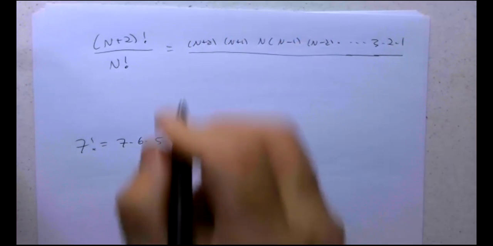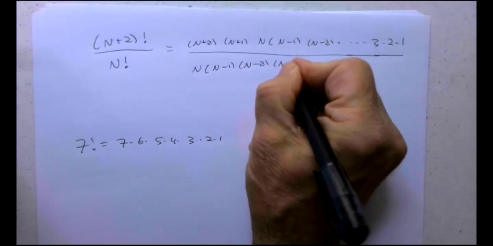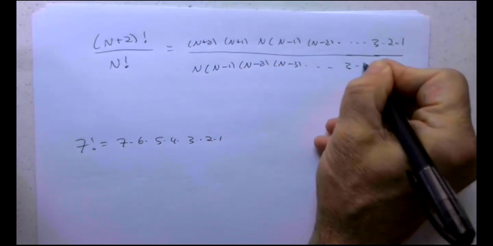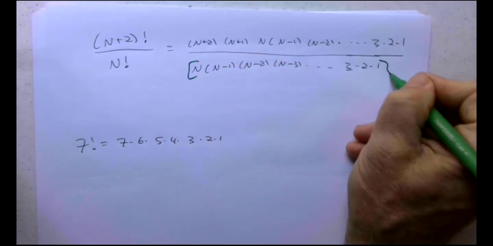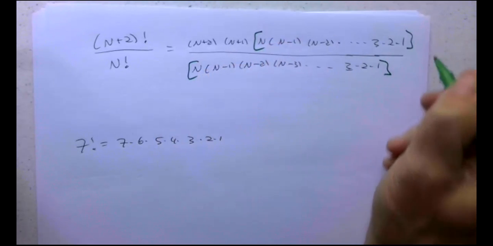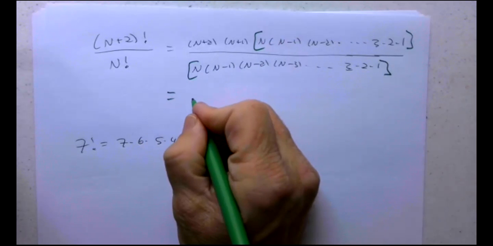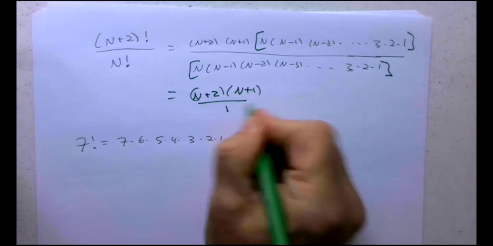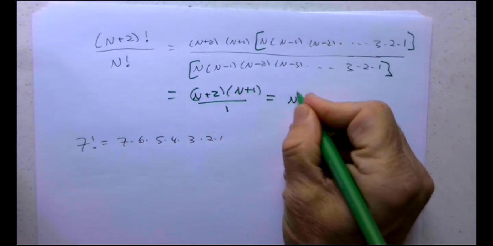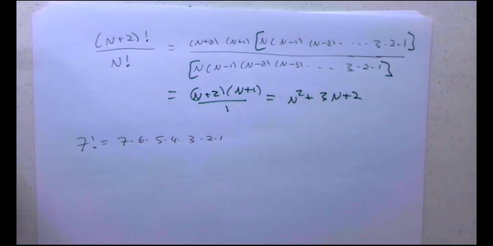That's where it goes. How about n factorial? N, n minus 1, n minus 2, n minus 3, dot, dot, dot, 3, 2, 1. And what you need to notice is most cancels, right? Everything from n down to 1 is there in both. So when those divide out, all I am left with is n plus 2 times n plus 1 on top, divided by 1. If you wanted to, you could multiply that and say n squared plus 3n plus 2. Probably not necessary. N plus 2 times n plus 1 would work as well.